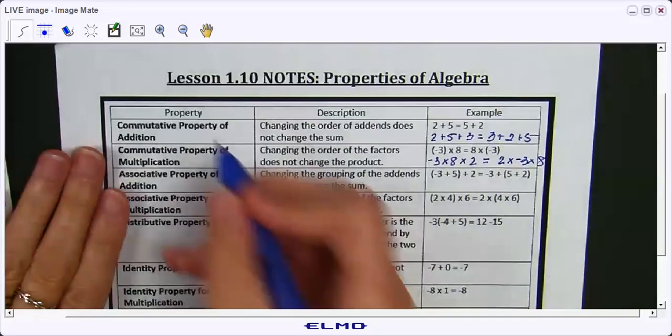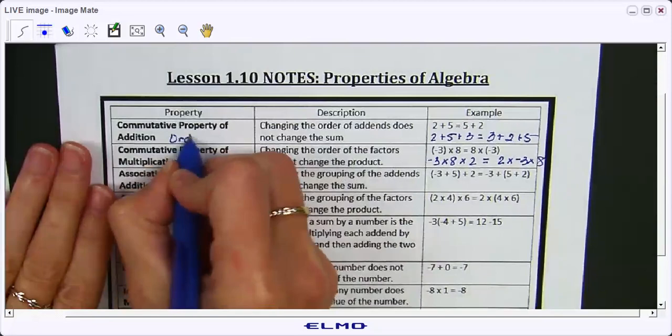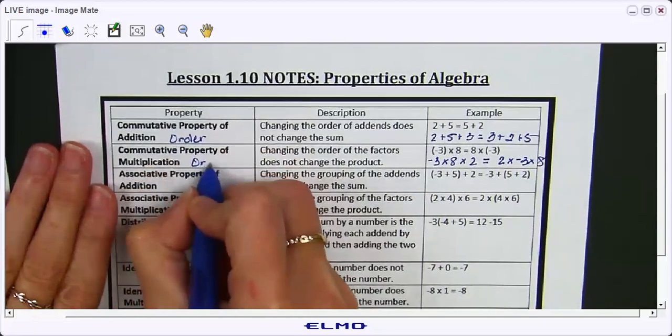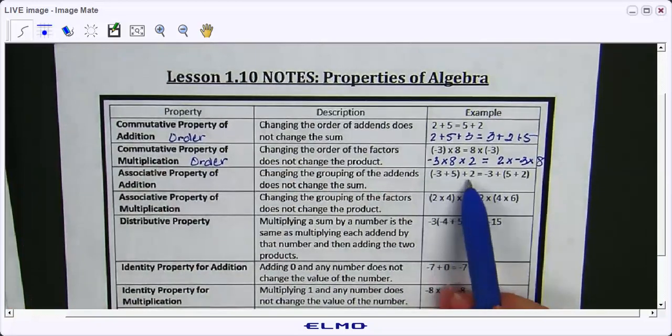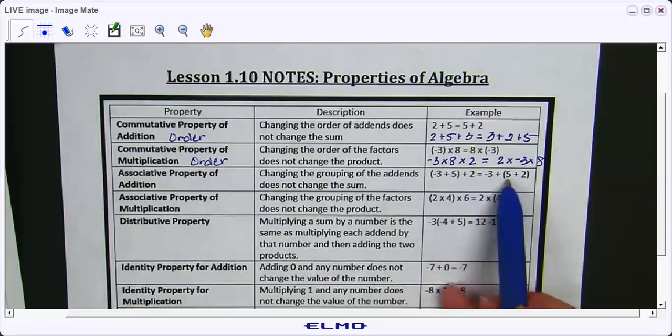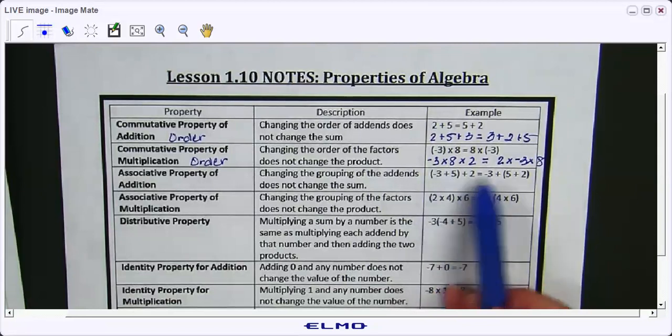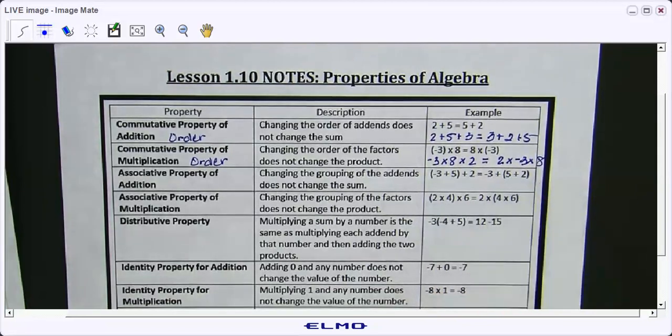So if you wanted to, you could put order. That's how I tell the difference between commutative and associative. Associative property has to do with the grouping of your numbers. Okay, so -3 plus 5 plus 2 is the same as -3 plus 5 plus 2, but the groupings are just different. Here, they're grouping -3 and 5. Here, they're grouping 5 and 2. So it's the same order of numbers, but the groupings are different.